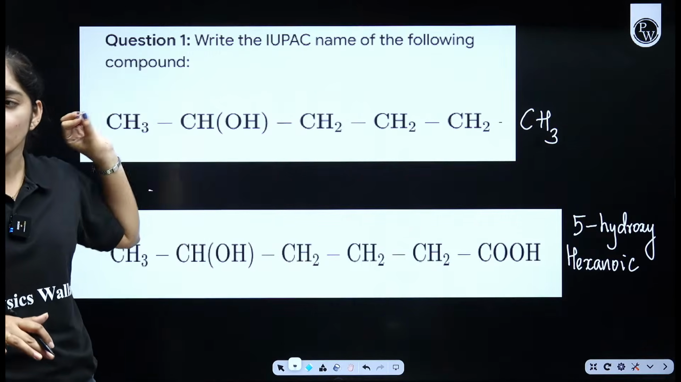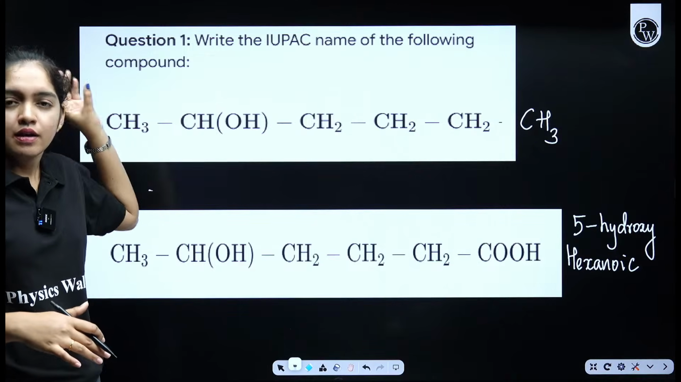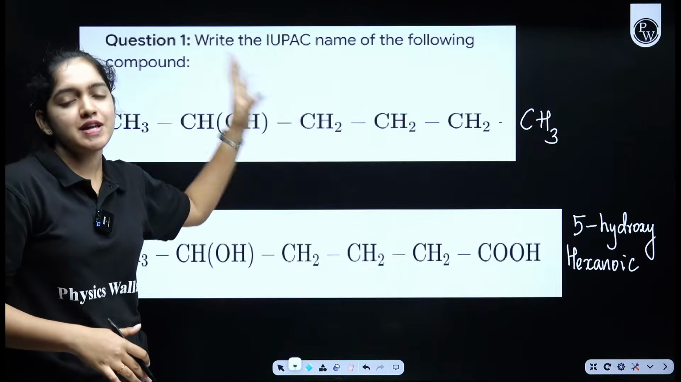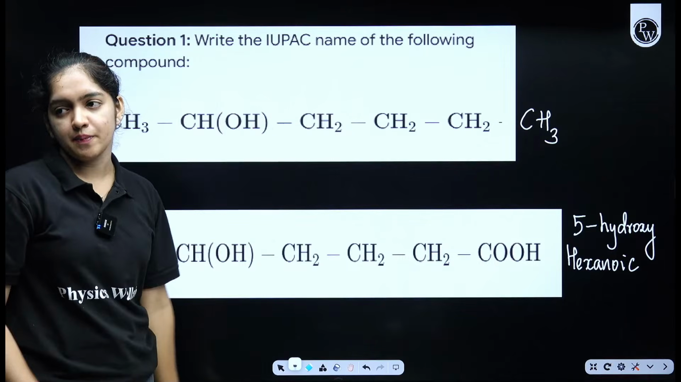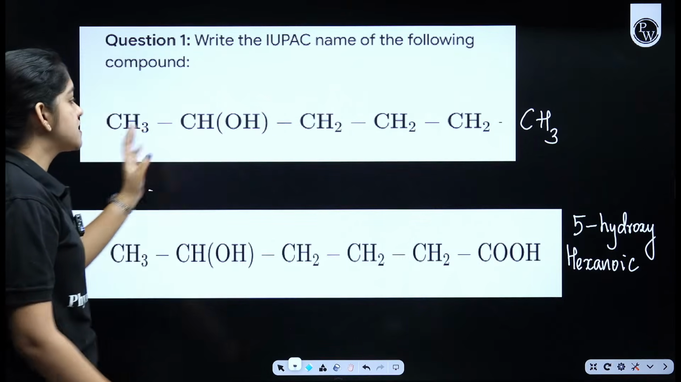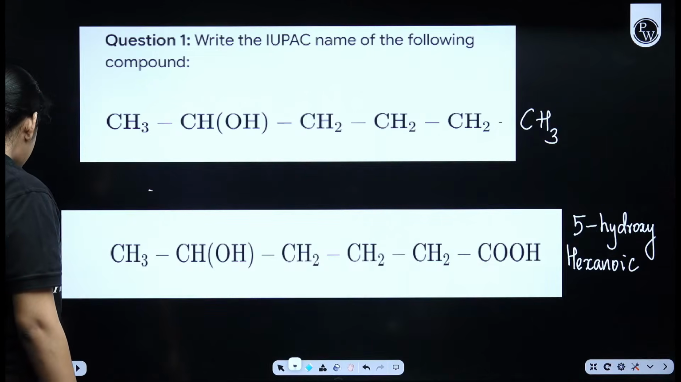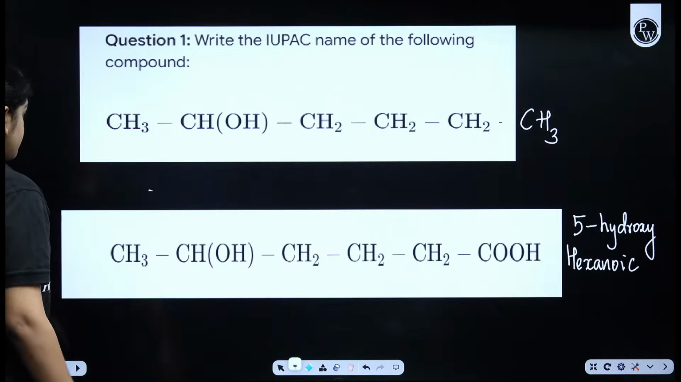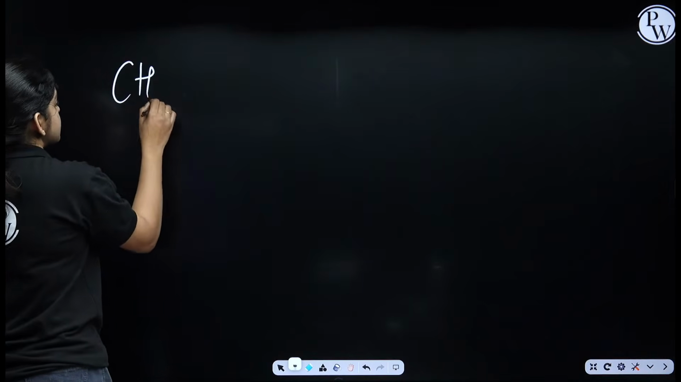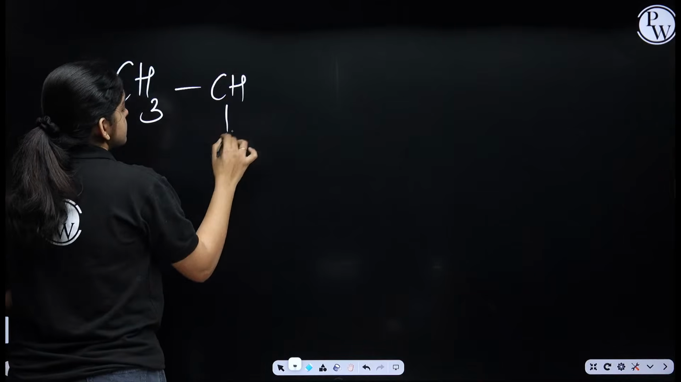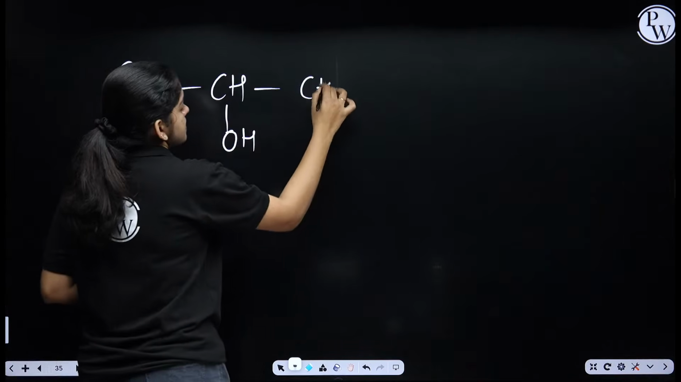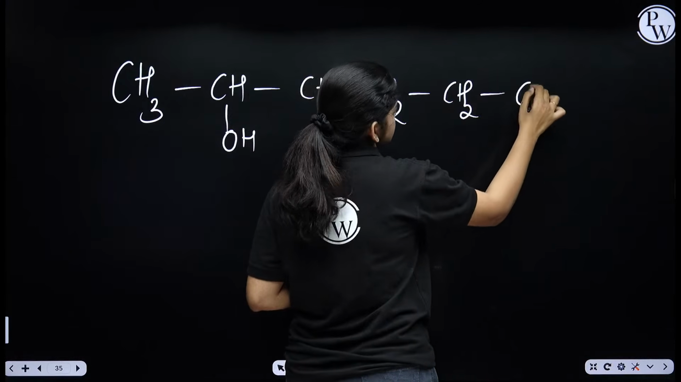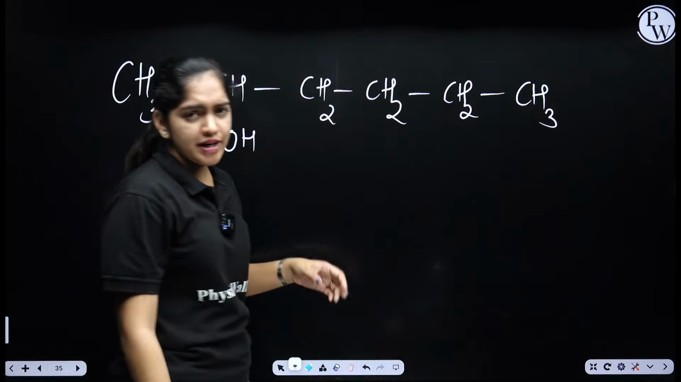Just write and do. Try the question, do the numbering from left to right and right to left, and the functional group should get the lowest number. Okay, so we can take the first question. The first one is what? CH3, CHOH, CH2, CH2, CH2, CH3. It is a very easy one that we have done, similar to a NEET question.